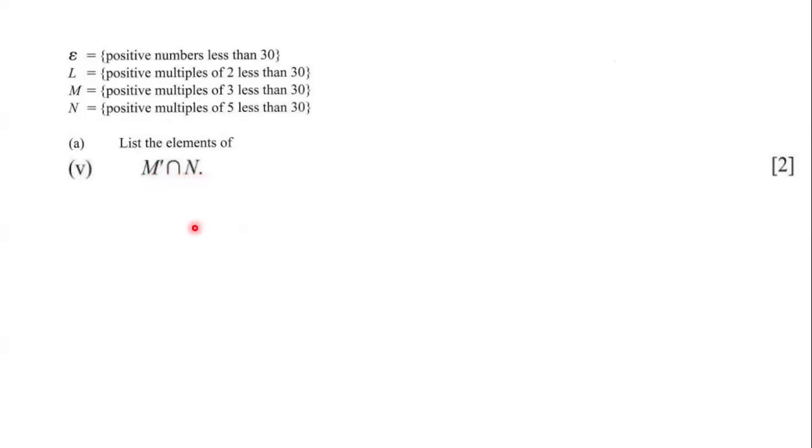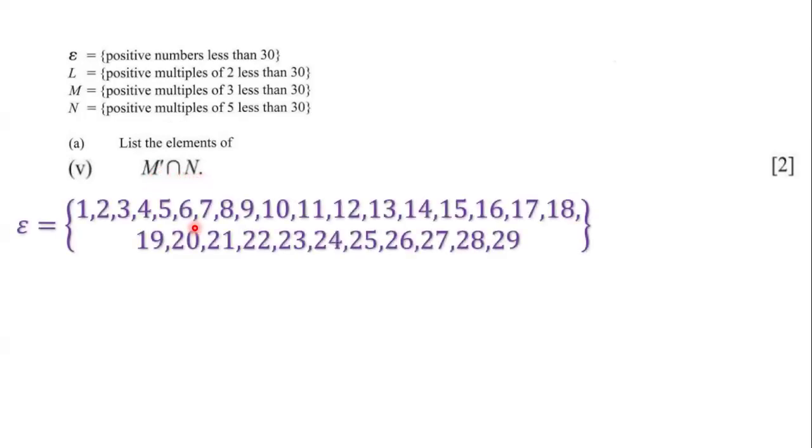So what is M complement? Well, M complement is equal to all the elements in the universal set except for the elements in M. So again, the M complement is equal to all of the elements in the universal set, except for the elements in M.